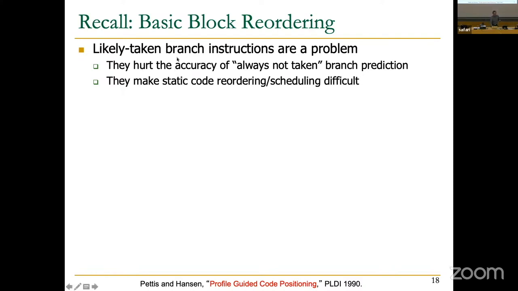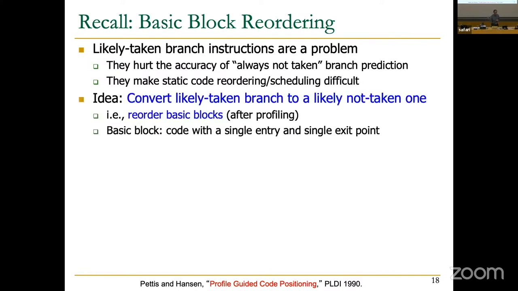Basically, likely taken branch instructions are a problem. They hurt the accuracy of always-not-taken branch prediction, and we tried to solve that. But actually, branch instructions also make static code reordering and scheduling difficult. So we want to get rid of branch instructions, or at least the taken branch instructions that take you somewhere else. You really want straight line code, if you will, where every instruction that's executed is the next sequential instruction. This is good for branch prediction. This is good for compilers and code optimization as well. So we're now combining multiple concepts.